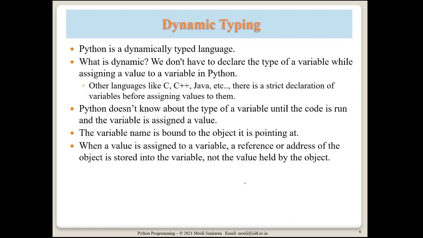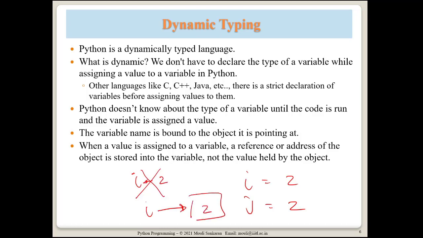So what I'm saying is, when I say i equal to 2 and j equal to 2, do not assume that i is having a value which is 2. It's not. i is referring or pointing at the object which is having a value 2, which is of type integer object. So i or j is not actually holding the value. Now, what is the uniqueness here?